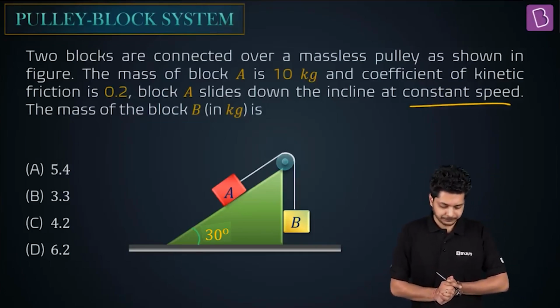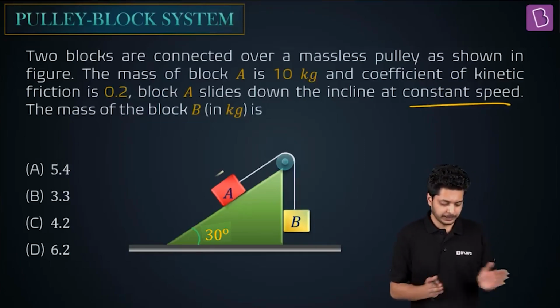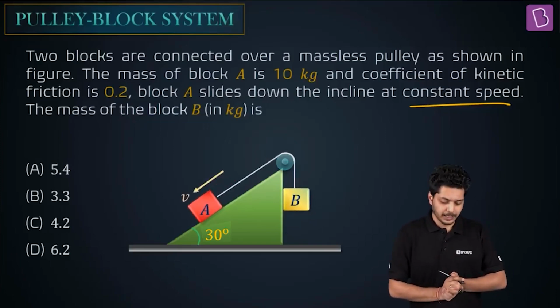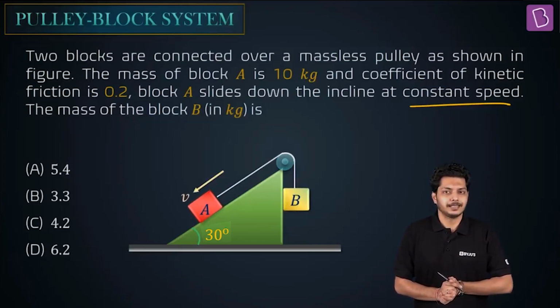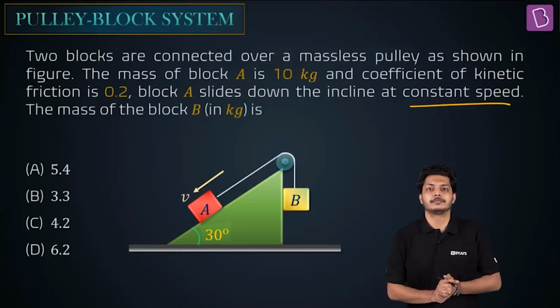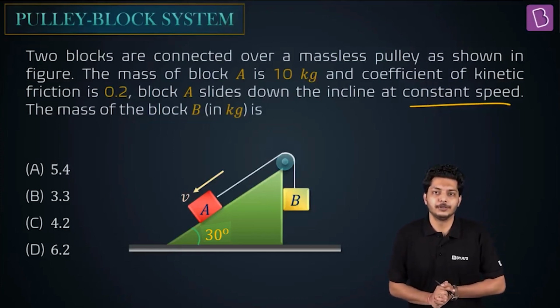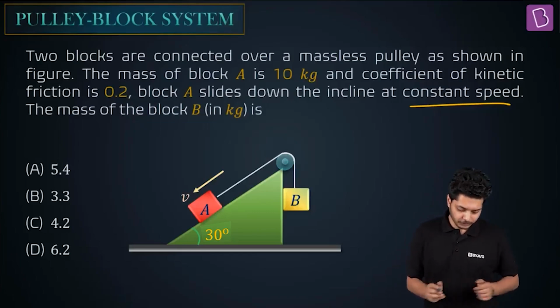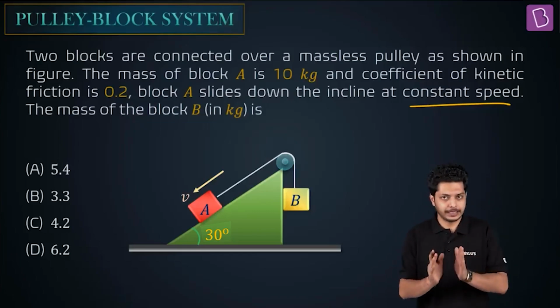In this question, the situation is something like this. Block A is sliding down the incline with a constant speed. What does that mean? If the block is moving with constant speed, then the net force on this block should be 0. Why? From Newton's first law. So the net force on block A should be 0. We are clear about that.